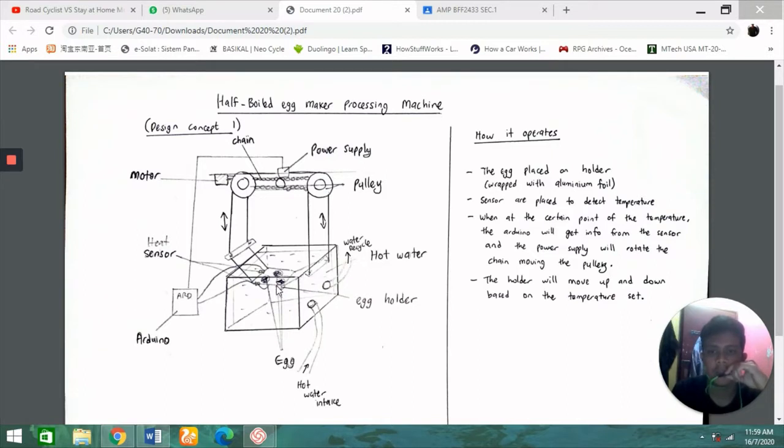and the increase in heat will be detected by the heat sensor. The heat sensor, set at the limit for the half-boiled egg, will give the Arduino information and the Arduino will give power supply to the motor to rotate the chain, and the chain will pull up the pulley, and the egg holder will be above the hot water again. That's how this machine works. The pulley will go up and down based on the heat sensor, based on the temperature. Okay, that's all. Thank you very much.